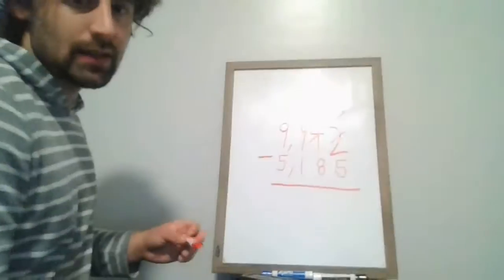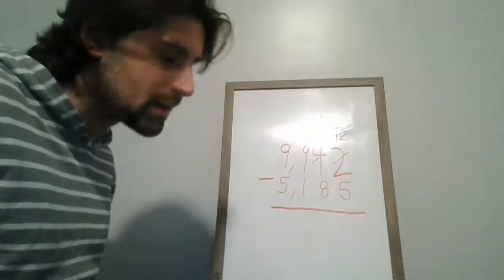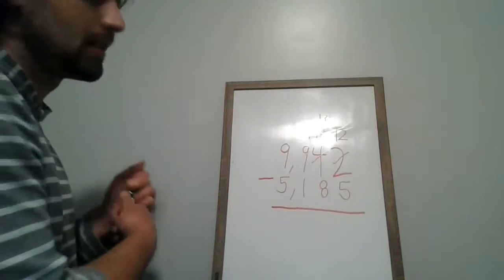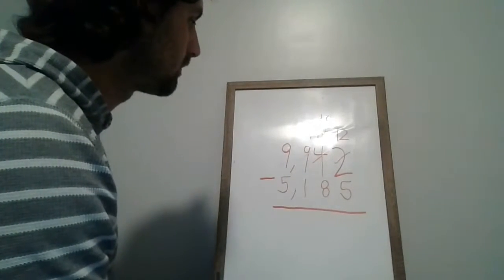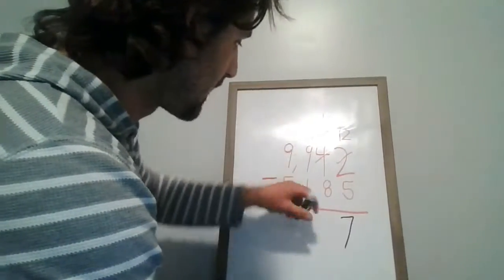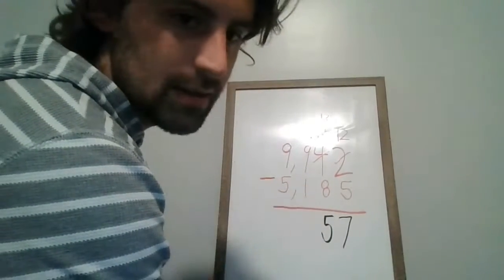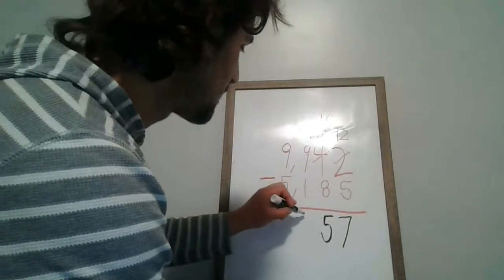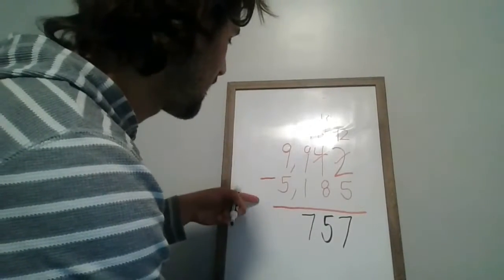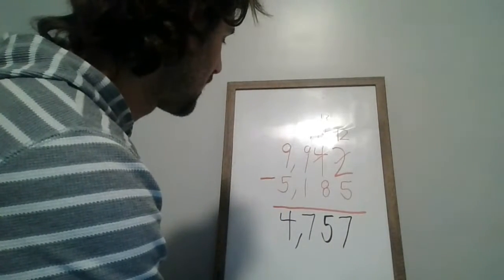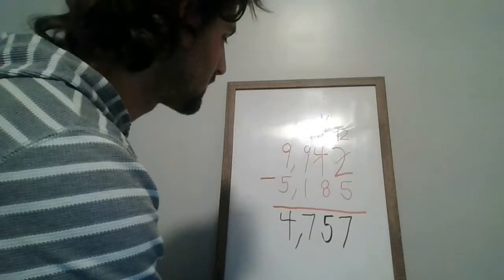All right, let me bring this in here. I want you to be able to see what we're working with. All right. 12 minus 5 equals 7. 13 minus 8 equals 5. 8 minus 1 equals 7. 9 minus 5 equals 4. And our answer is 4,757.